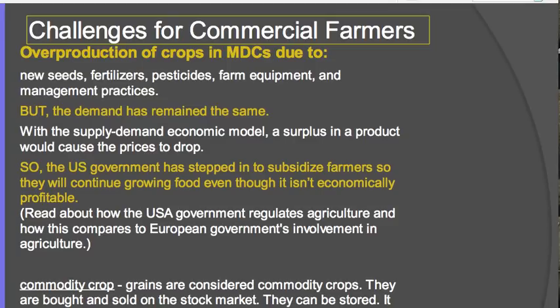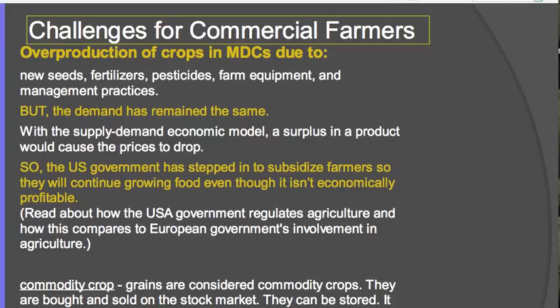So the government does this to make sure that farmers continue to grow food and so that they will continue to have the income that they need to continue growing. As you read about this, the United States government definitely subsidized agriculture, but compared to European governments, they actually subsidize a lot more.